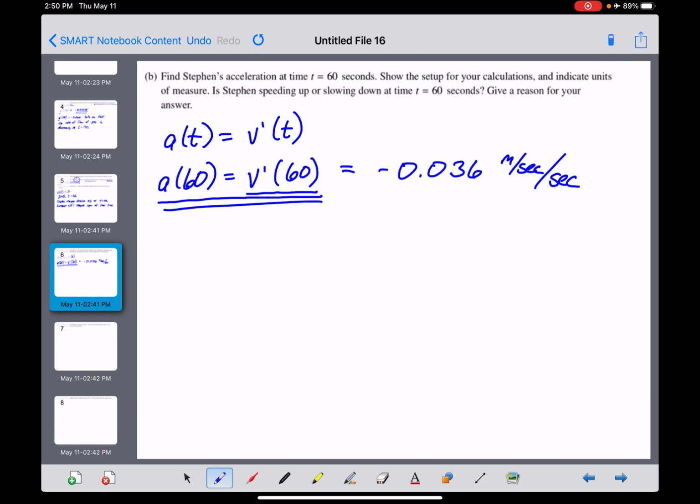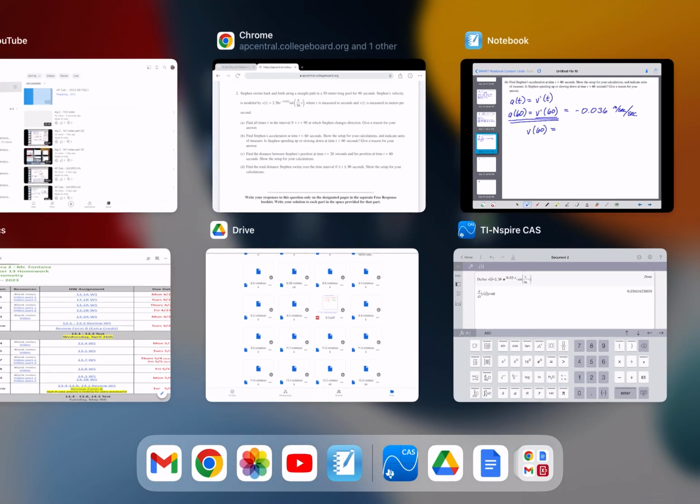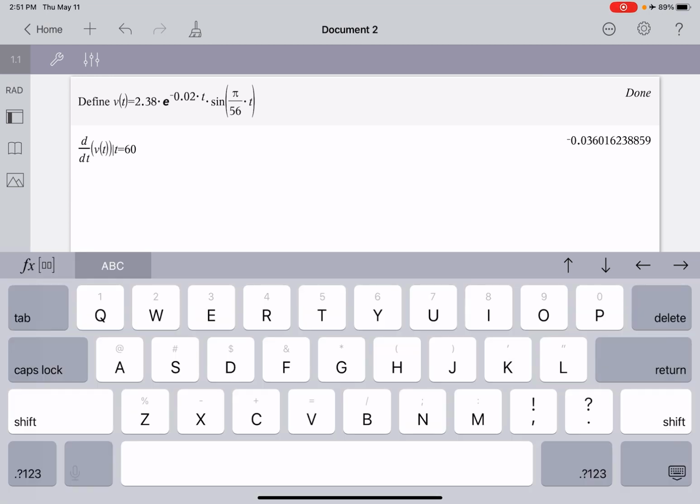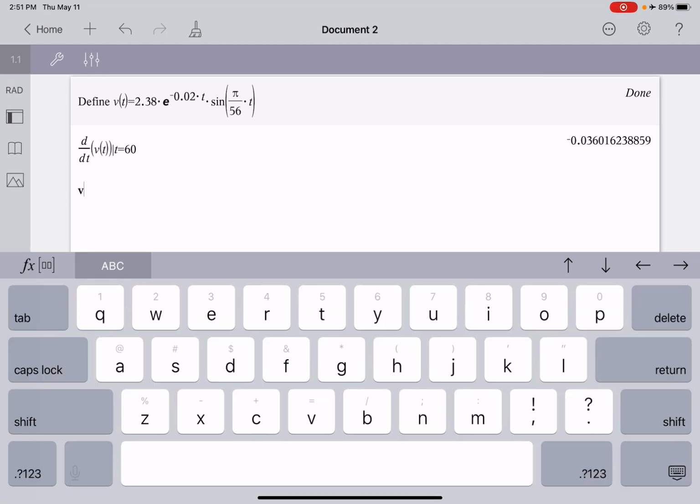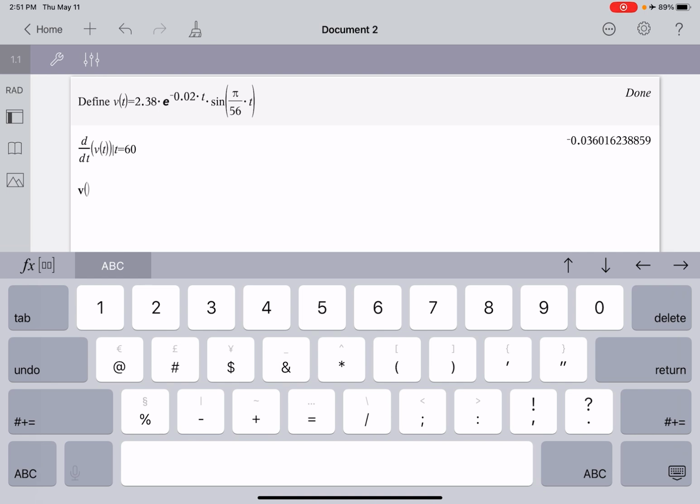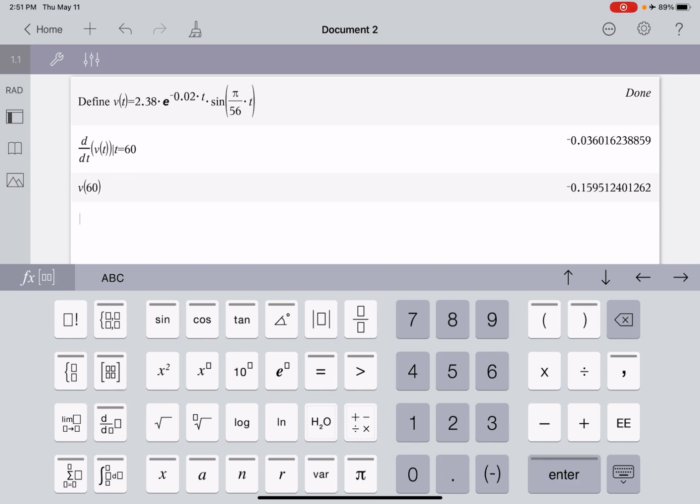Now the next question is: is Stephen speeding up or slowing down at a time of 60? And I'll bet a lot of people looked at this right away and said that he's slowing down because his acceleration is negative. But when they ask this question about speed, not velocity, increasing or decreasing, you have to compare that to Stephen's velocity at that same moment, which wasn't given to us, but we can get that pretty quickly from the calculator here just by typing in v of 60. Let's do that.